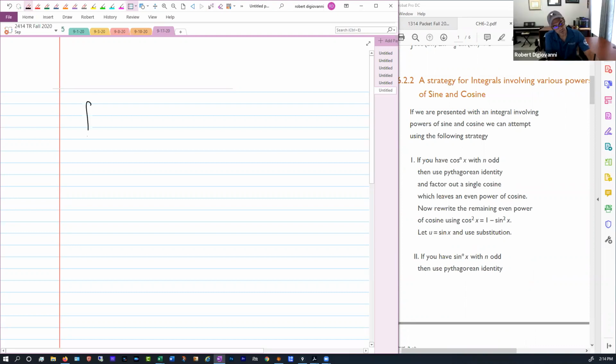So let's do another one. I don't know if I'm going to work through this whole problem, but what if we have sine to the 5th this time? Well, sine is to an odd. Let's peel off one factor of sine. Now, here's where we have to rewrite that sine to the 4th, right?